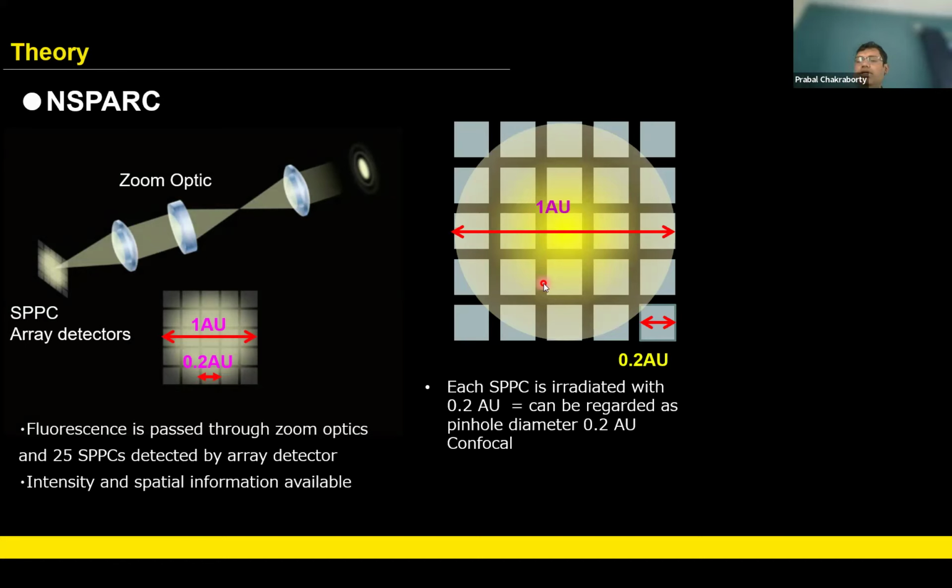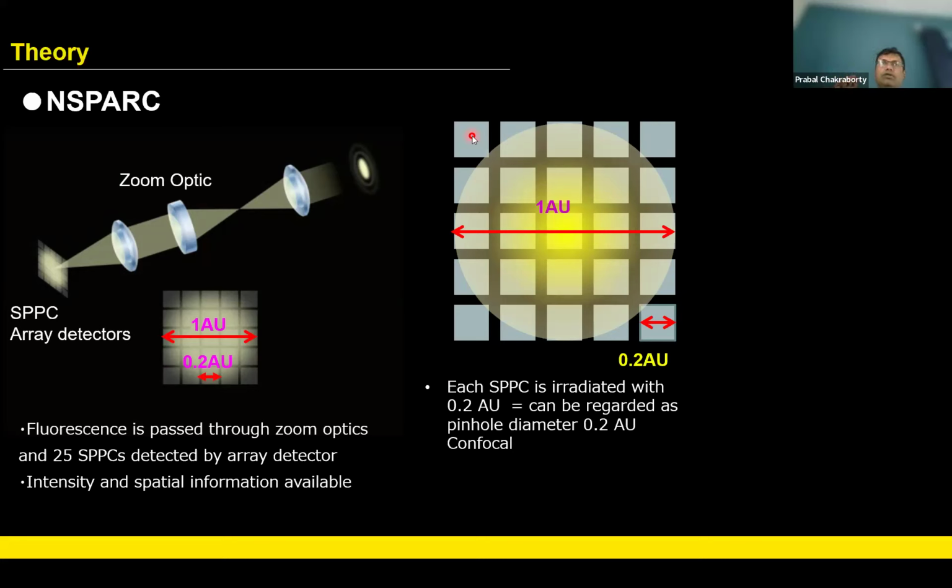So here we use an array of detectors, 25 detectors. Each detector works as a point, or a unit of pinhole. Generally, when we do confocal imaging, we use a one AU pinhole opening. One AU, one Airy unit. That is some value in microns.